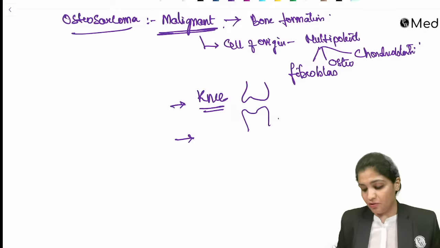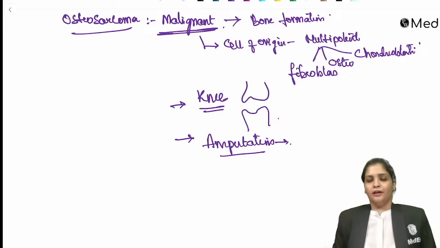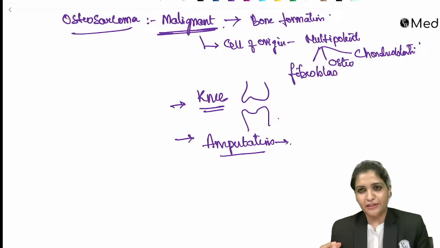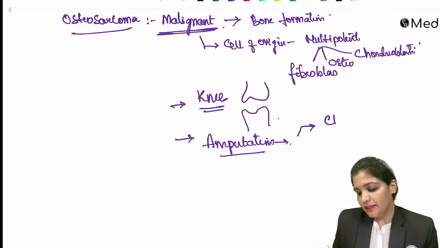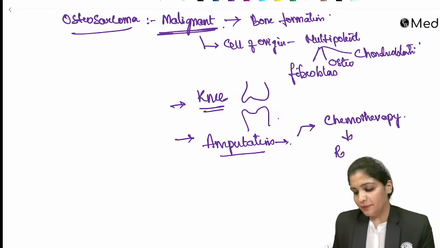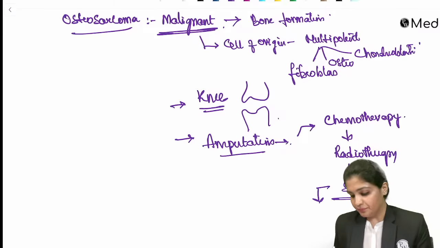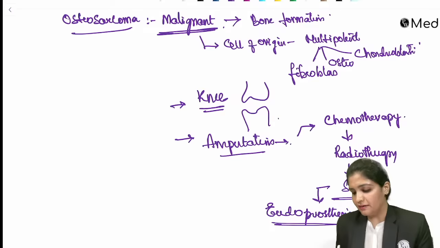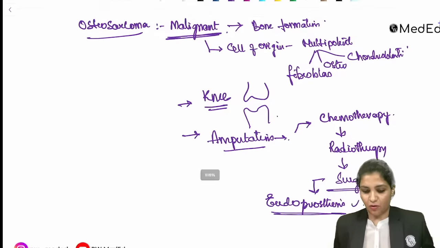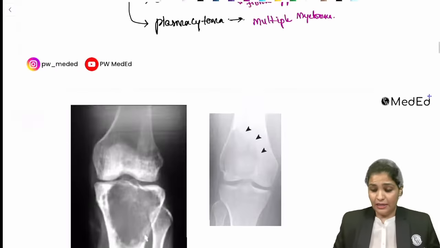And then the treatment for osteosarcoma was amputation way before. Now the treatment has shifted to chemotherapy, which has revolutionized the treatment of osteosarcoma. First you treat with chemotherapy, then you can also treat with radiotherapy, and then you can go for surgery. The surgery includes amputation, or endoprosthesis, where you remove the tumor and reconstruct it with an endoprosthesis, right? This is osteosarcoma. And then coming to your GCT.